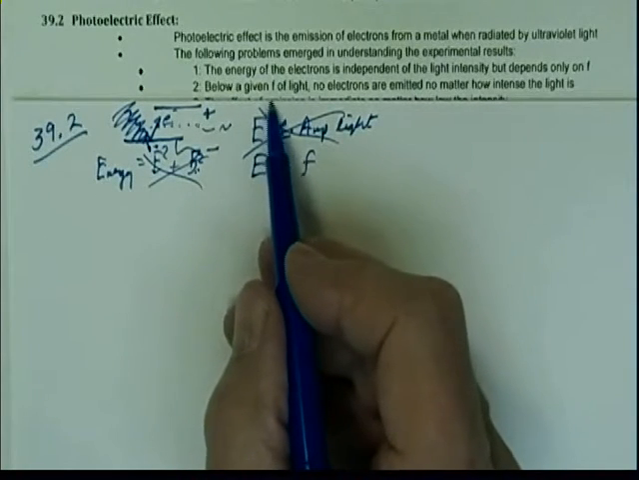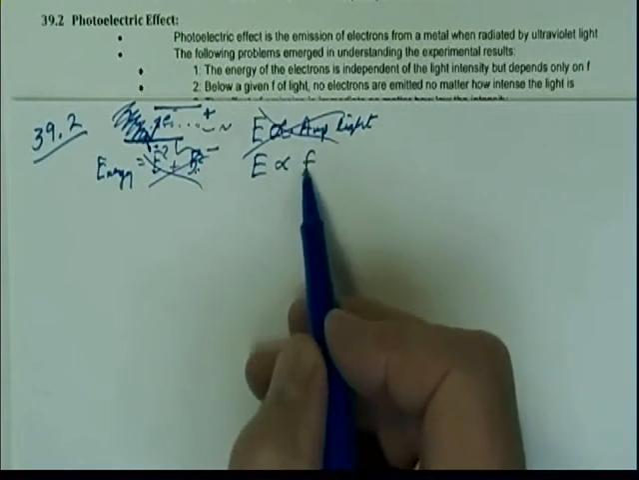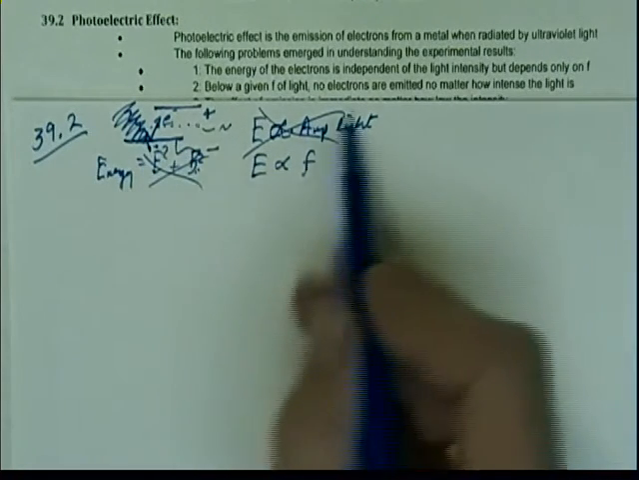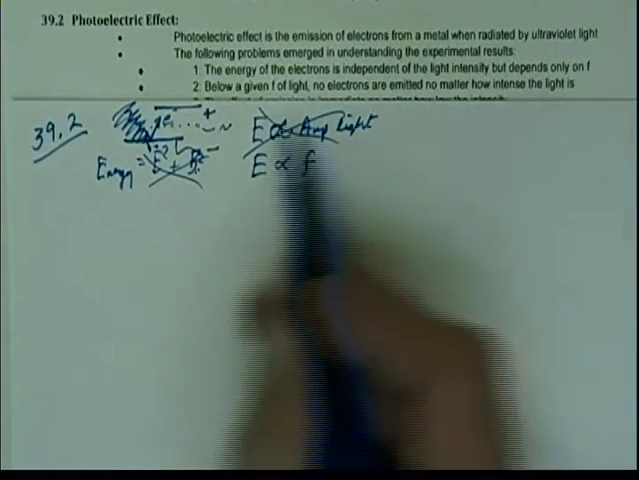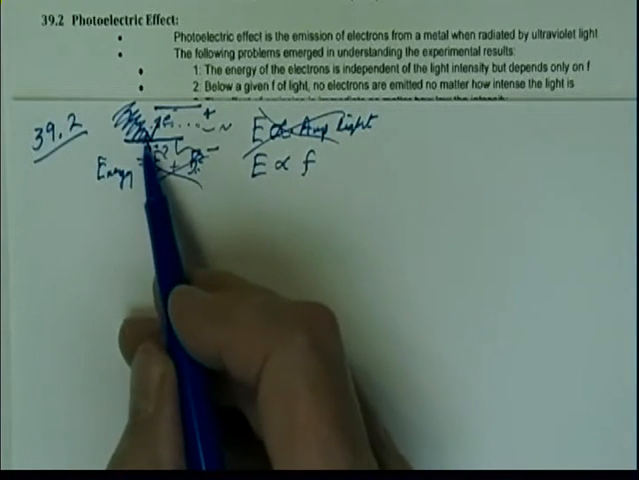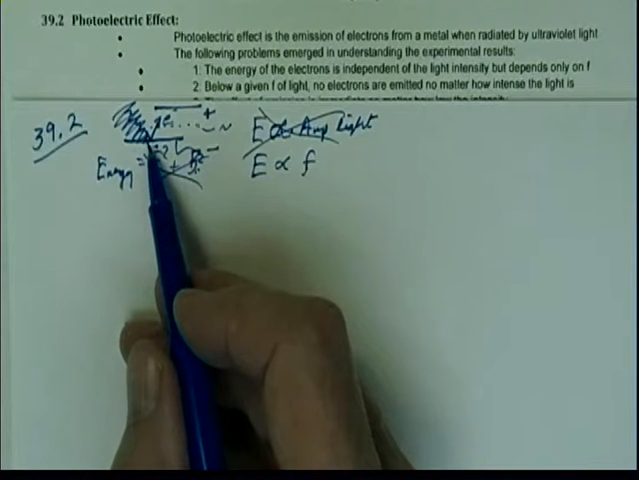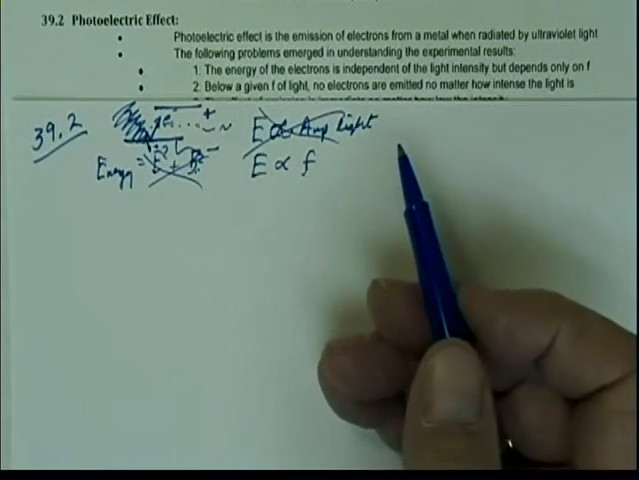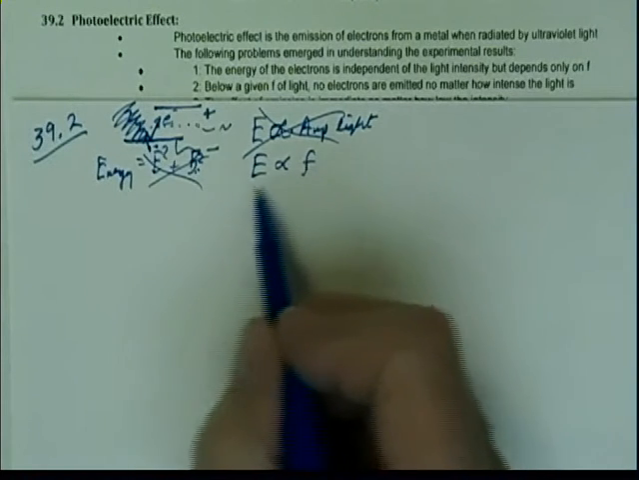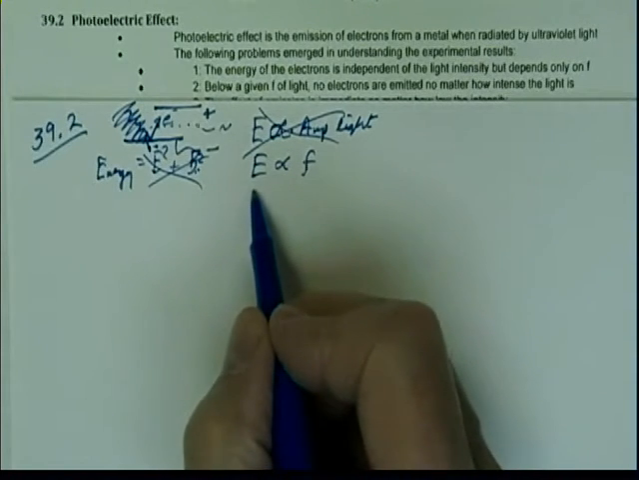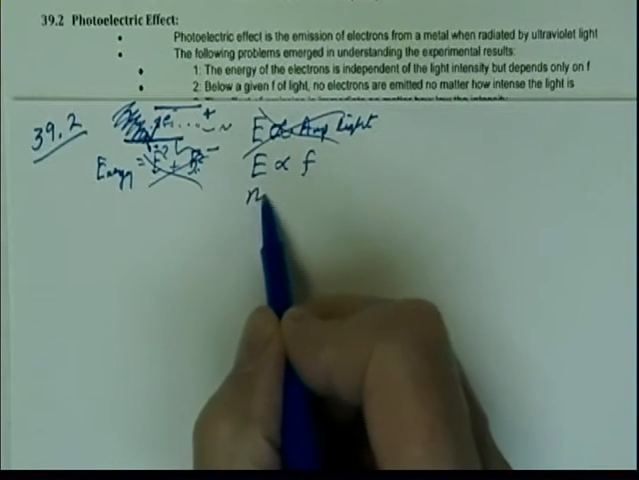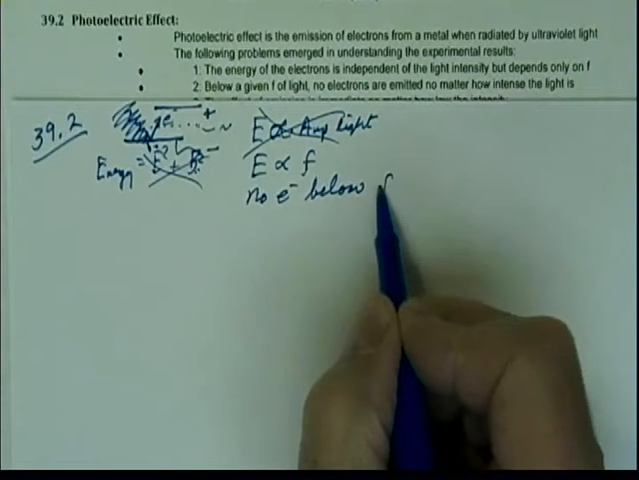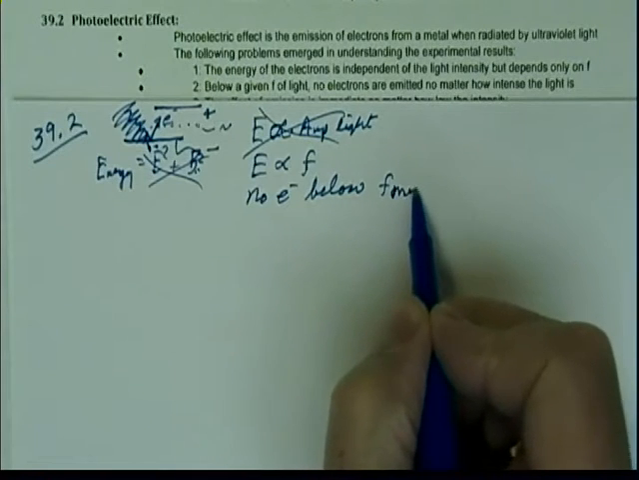Now, it even gets worse. Below a given frequency of light, if I make that frequency smaller and smaller, at some point no electrons are emitted at all. It doesn't matter how bright the light is. I can take light and shine it on this metal that will almost melt it, and not one electron will come out. How is that possible? So there's a threshold: no electrons below a certain minimum frequency.